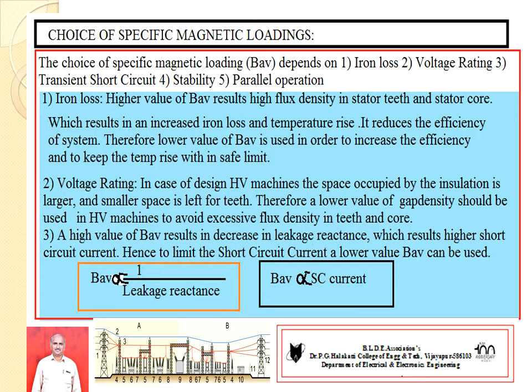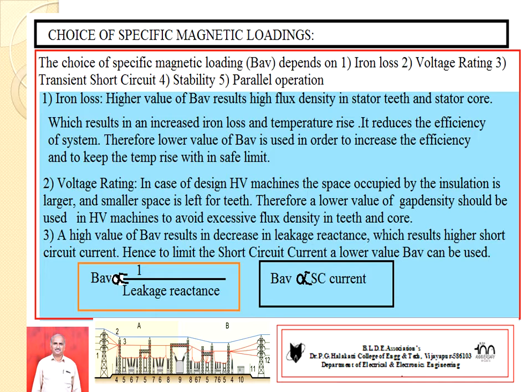The choice of specific magnetic loading mainly depends upon the following factors. Number 1, iron loss. Number 2, voltage rating. Number 3, transient short circuit. Number 4, stability. Number 5, parallel operation. So if a question comes, first write the list of all 5. Later on you go on explaining one by one, because for the list only you may get 1 to 2 marks.